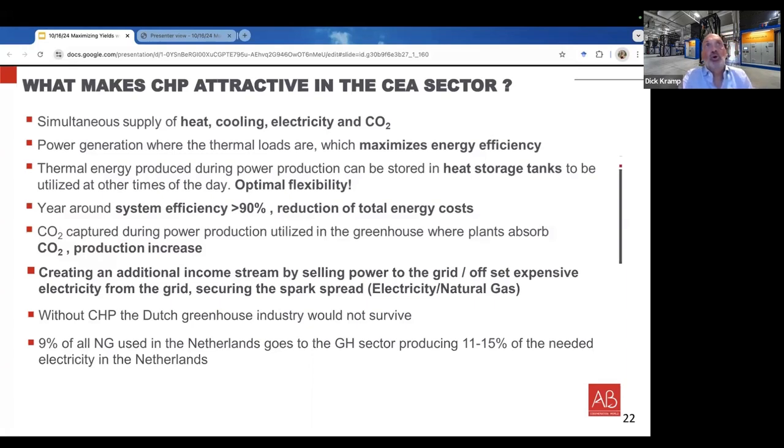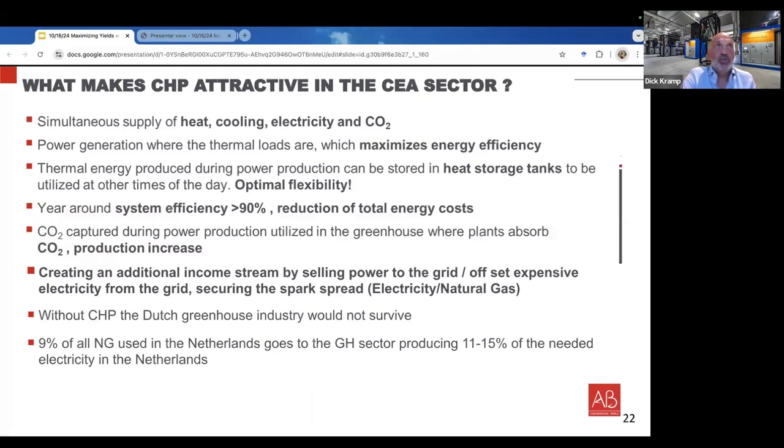Power generation where loads are. So we are maximizing the energy efficiency. As I said, we are following the heat demand of the greenhouse, and the thermal energy produced can be stored in large heat storage tanks. So we can run the cogen during the day when there's a big need for CO2 in the greenhouse, or the electricity prices are very high, and then there's no need for heat. We can store it in a tank, and we can use it overnight to heat the greenhouse.